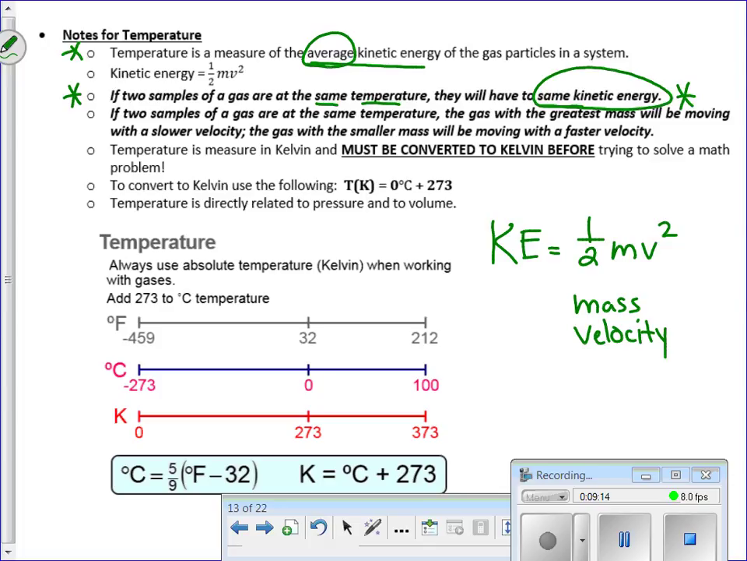But it does not mean that the speed or the velocity at which the gas is moving will be the same. So if you have two samples of a gas at the same temperature, the gas with the greatest mass will be moving with a slower velocity. The higher the mass, the slower the molecule or the atom. The smaller the mass, the faster the velocity. Okay? So here's an example of what you may see.